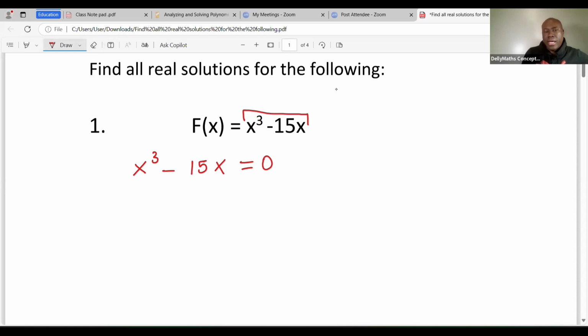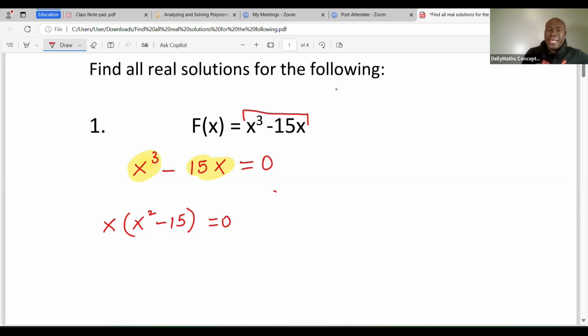Because I can factor out x, I'm going to factorize x out of these terms. So I'm going to open a parentheses, and then divide x to the third by x, and this is going to leave me with x squared. Secondly, I'm going to divide this term here by x, so I'm going to have minus 15, and this is still equal to 0. Now, based on what we have, we have x times x squared minus 15, and this is equal to 0.